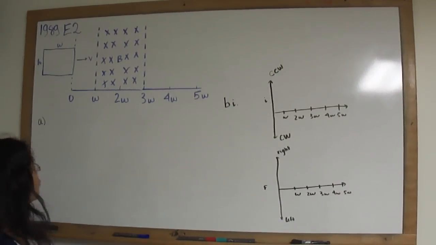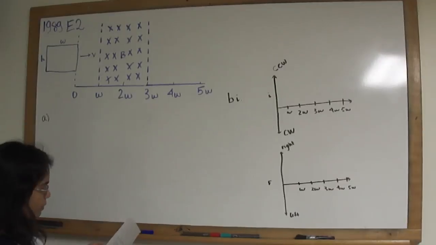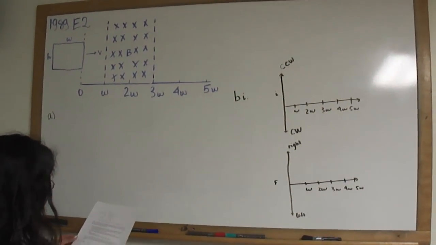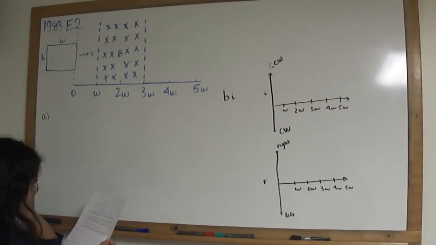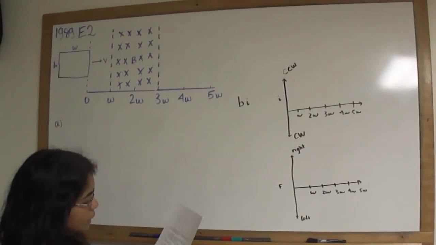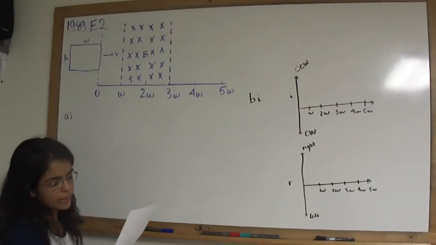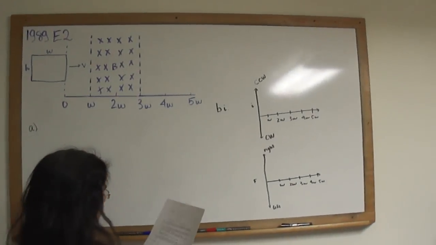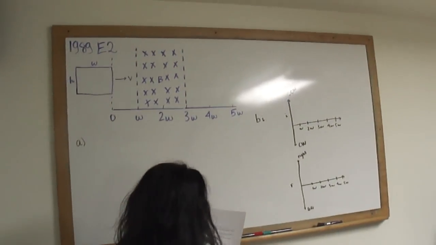Today we'll be doing a free response from 1989. A rectangular loop of wire, resistance R and dimensions H and W, moves with a constant speed V towards and through a region containing a uniform magnetic field of strength B directed into the plane of the page. The region has a width of W, as shown in this diagram.